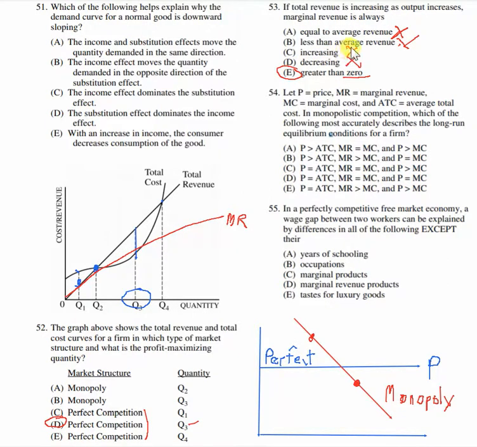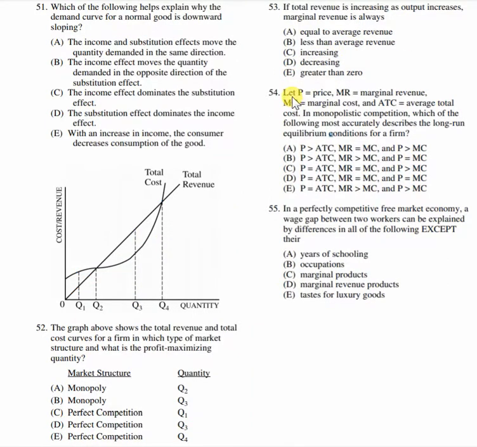Alright, number 54. Let P equal price, MR equal marginal revenue, MC equal marginal cost, and ATC is average total cost. In monopolistic competition, which of the following most accurately describes the long-run equilibrium conditions for a firm? Okay, so we've seen monopoly and we've seen perfect competition. Now we have something called monopolistic competition.